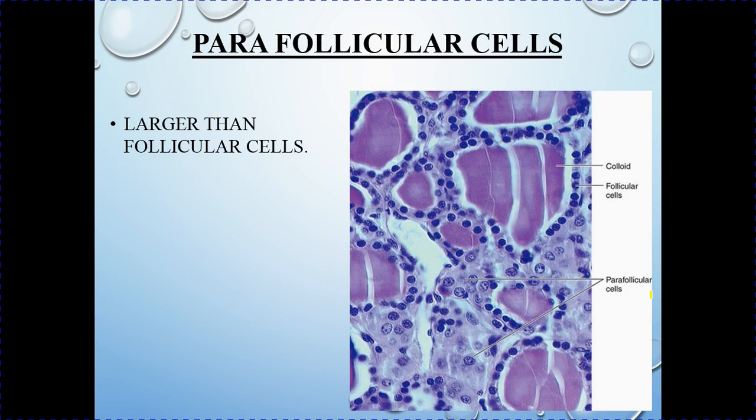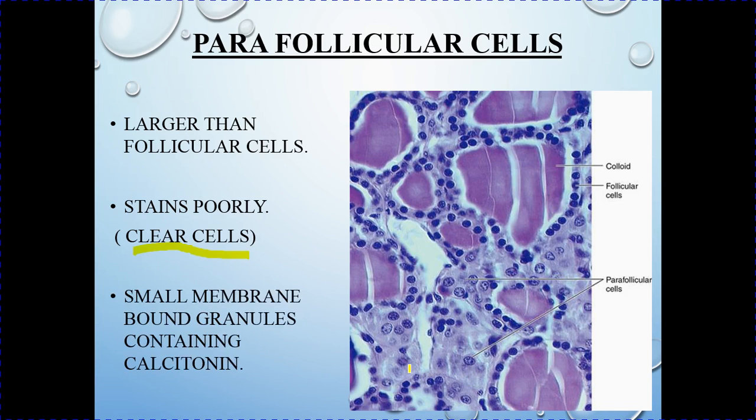The parafollicular cells are comparatively larger than the follicular cells, and they stain poorly. When you stain them, they do not take the stain as much as the follicular cells. Hence, these cells are also called C cells. C stands for clear. So, they are called clear cells because you can see that they are not staining properly. So, they stain poorly.